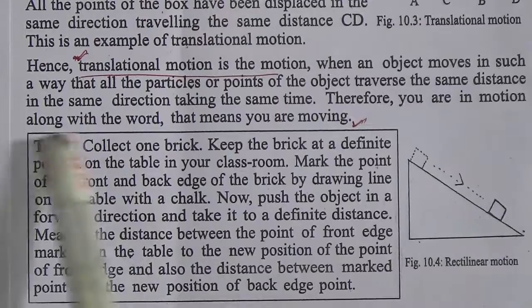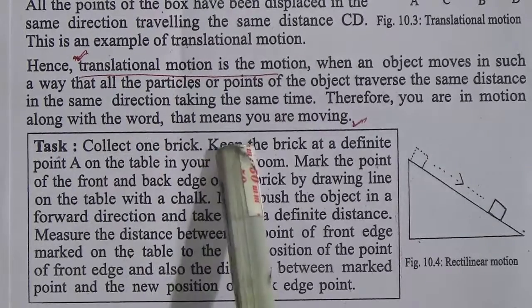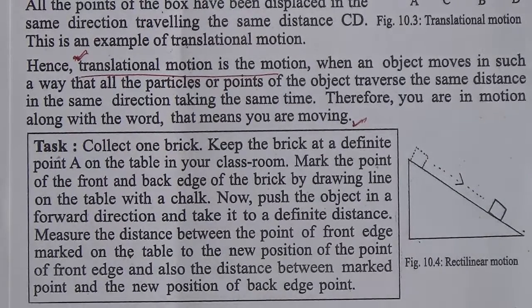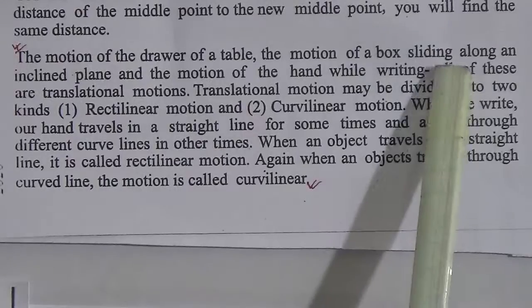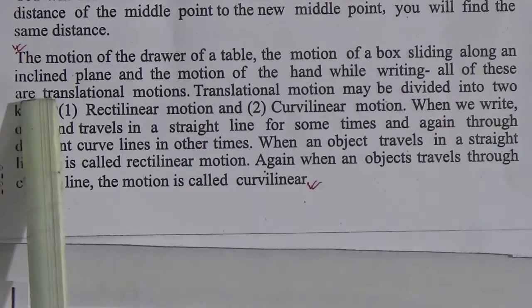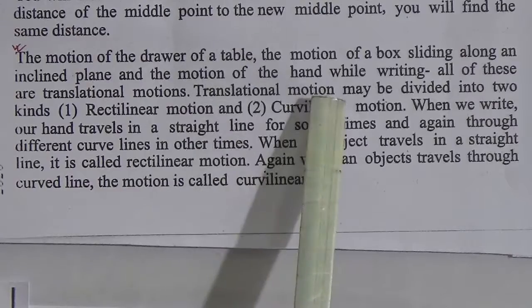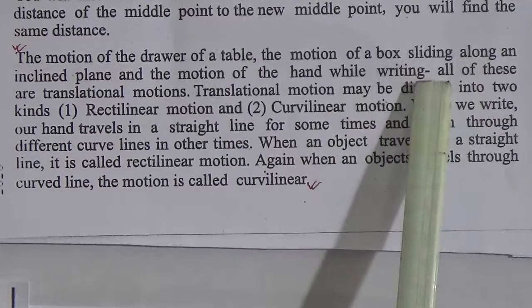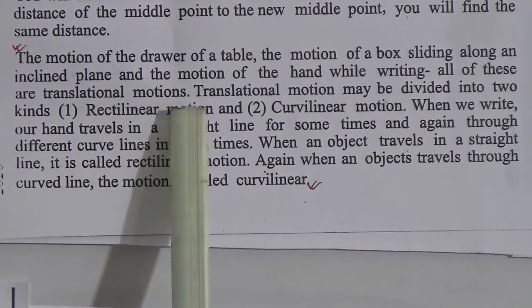Therefore, you are in motion along with the world. That means you are moving. So, translational motion means all the points of the object take the same time and they pass the same distance. Now, the motion of the drawer of a table, the motion of a box sliding along an inclined plane, and the motion of the hand while writing, all of these are translational motions.